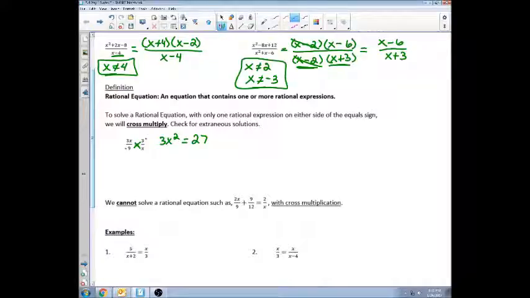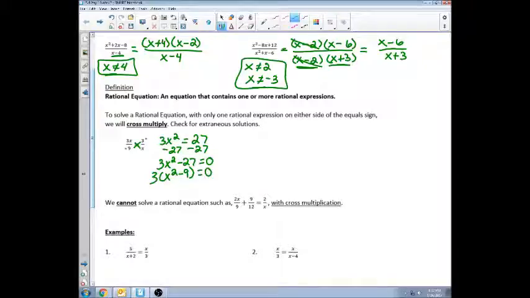So after I get everything set up like I have here, I'm going to bring everything to the same side of the equal sign. So I'm going to subtract 27 from both sides, which would leave me with 3x squared minus 27 is equal to 0. Now I'm going to look to factor. So the first thing that I can do to factor this is take out a GCF of 3, which would leave me with x squared minus 9 is equal to 0.